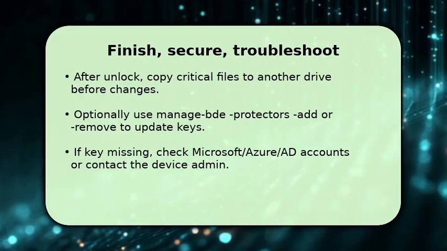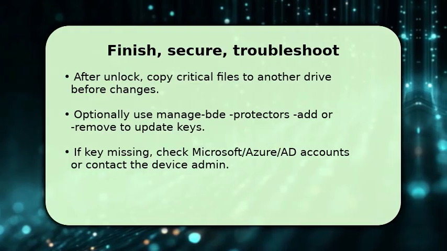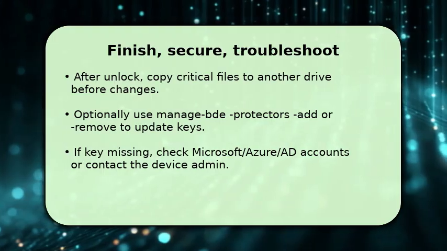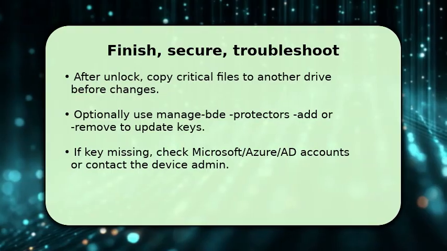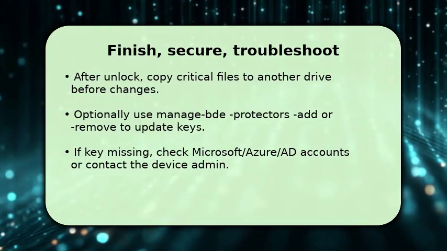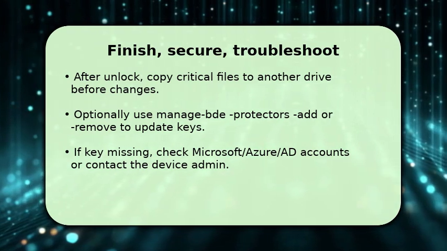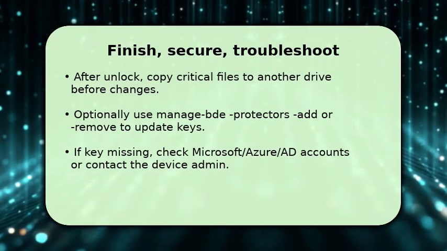If you want to change authentication, add or remove protectors using manage-bde -protectors -add X: -Password or -RecoveryPassword, or remove old keys after confirming new ones work. If unlocking fails because the key is missing, search your Microsoft account, Azure AD, or your organization's Active Directory for the 48-digit key. If no key exists, the drive cannot be decrypted.